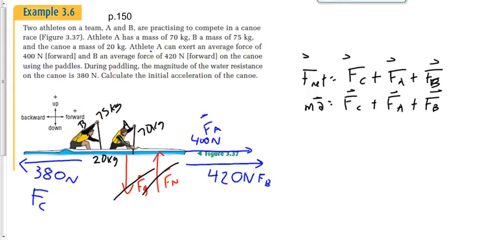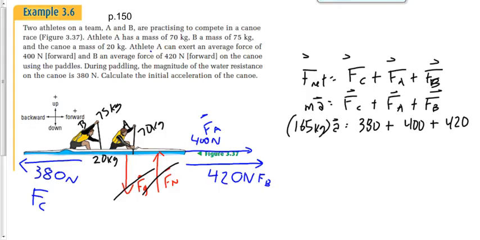Plug in some numbers. What mass do we use here? The 70 or the 75 or the 20? All of them added together. 70 plus 75 is 145, 165, I think, times the acceleration equals FC, 380 plus FA is 400 plus FB is 420. Is that right? I'm going to ask Ben because I know Ben knows if this is right or not.